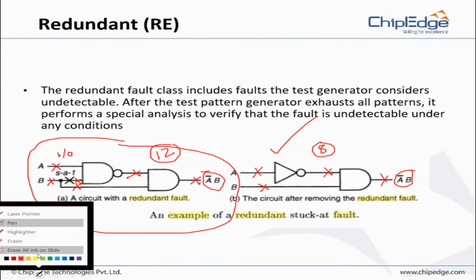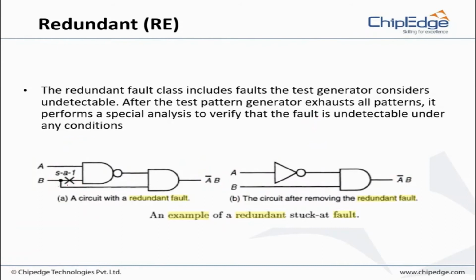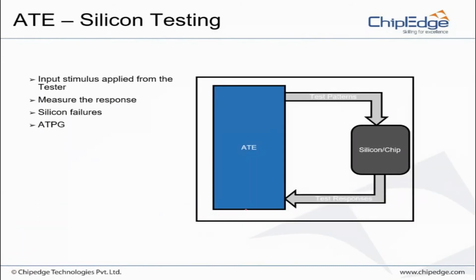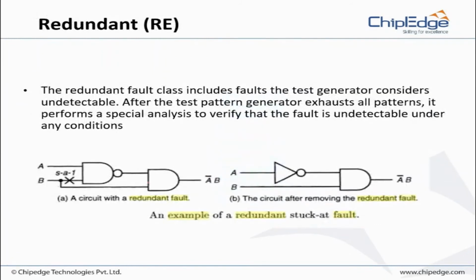Okay, so this is an example of a redundant fault. Now, one more thing you learned from here, which we know already: a lesser number of faults means fewer patterns, less test time, and less test cost, or reduced test cost. Okay.